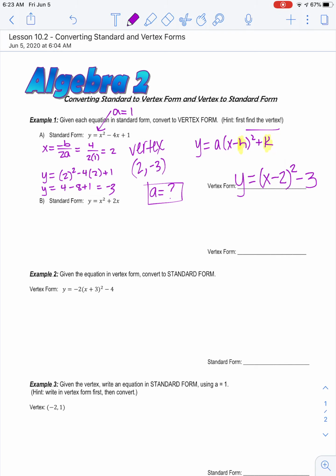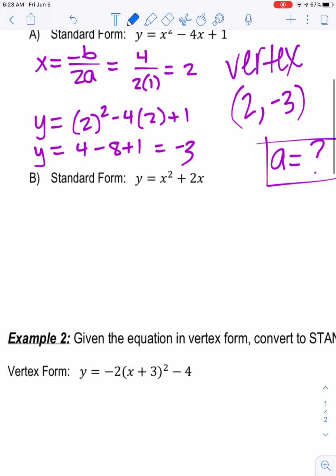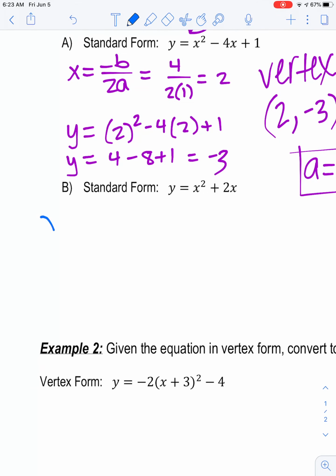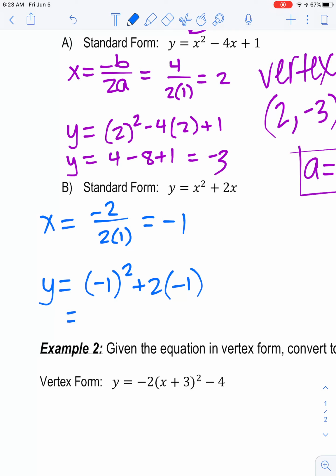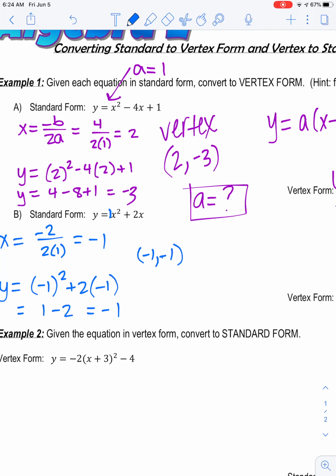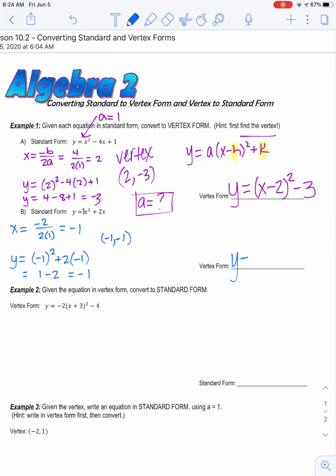All right, let's do the same thing now for part B. We have an equation in standard form. a is 1, b is 2, c is 0. So to find the vertex, x equals the opposite of b over 2 times a. -2 divided by 2 is -1. To find the y, I'll plug the -1 in everywhere I see an x. When I simplify this, -1 squared is 1. 2 times -1 is -2, and 1 minus 2 is -1. So for the vertex, I'm getting (-1, -1). Once again, the a is 1. That's our lead coefficient in front of the x squared. So when I write this out in vertex form, I have y equals x minus -1, which is x plus 1 squared, and then -1 at the end.